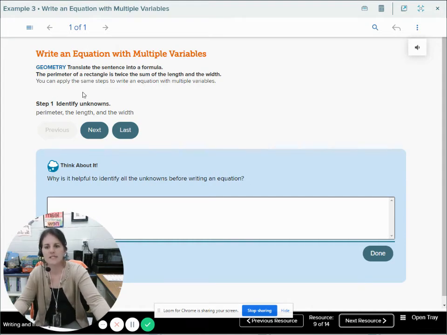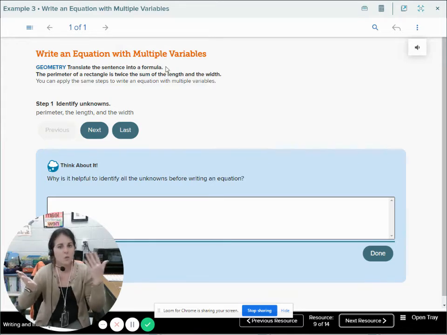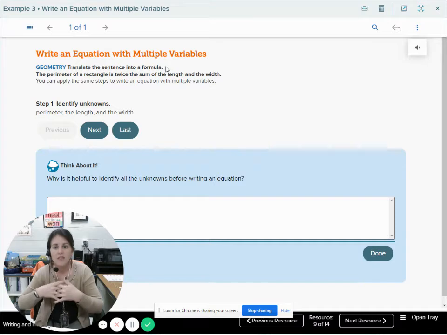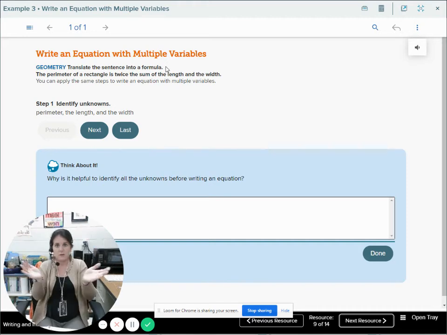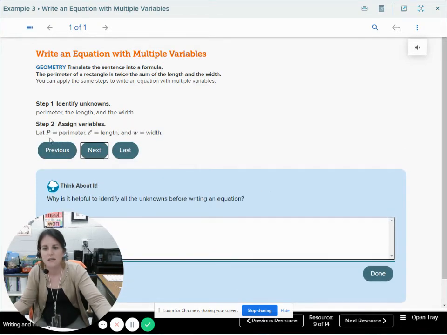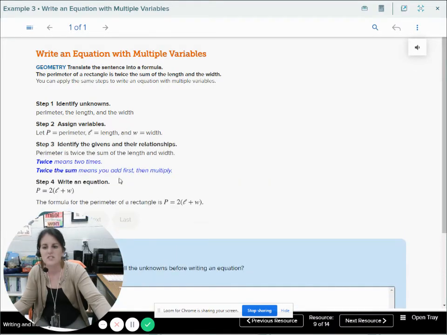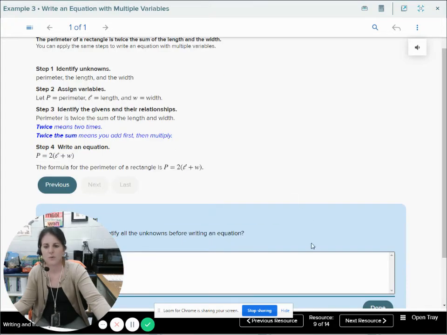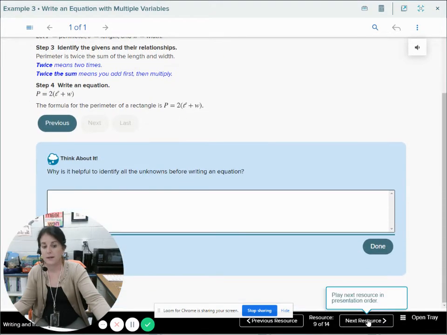So you can apply the same steps to write an equation even if there are multiple variables. So this time we don't know the length, we don't know the width, but we do know that the perimeter is going to be, if it's thinking about a rectangle especially, twice the length, twice the width. So let's look at this. We can assign the variables. P equals perimeter, L equals length, W equals width. So if it's twice the sum of the length and the width, we do 2 times the sum of the length and the width, and we know that this is our perimeter formula for a rectangle or a square.